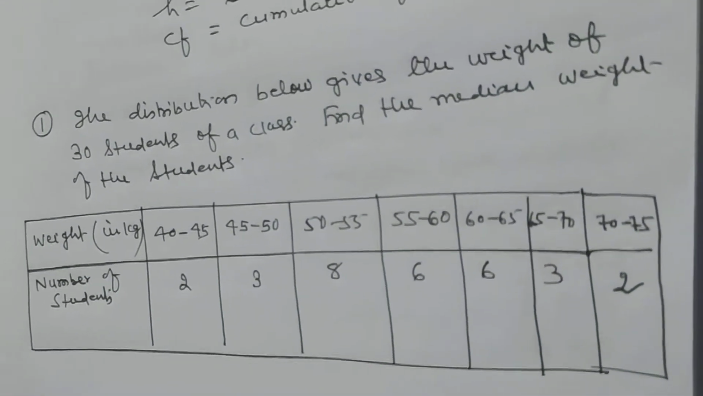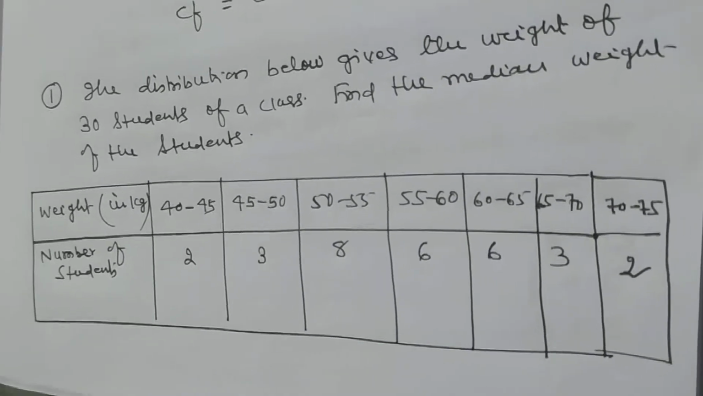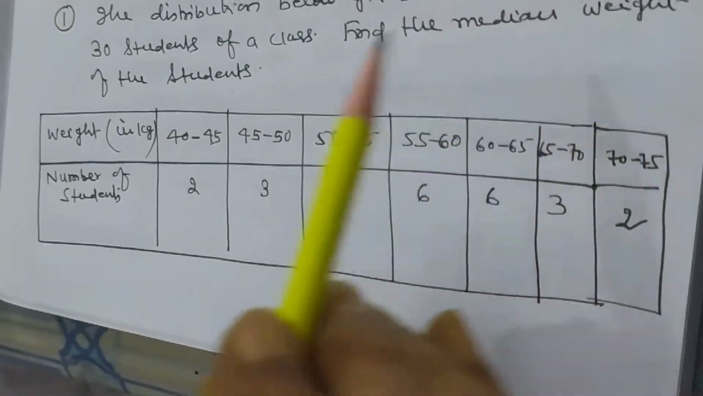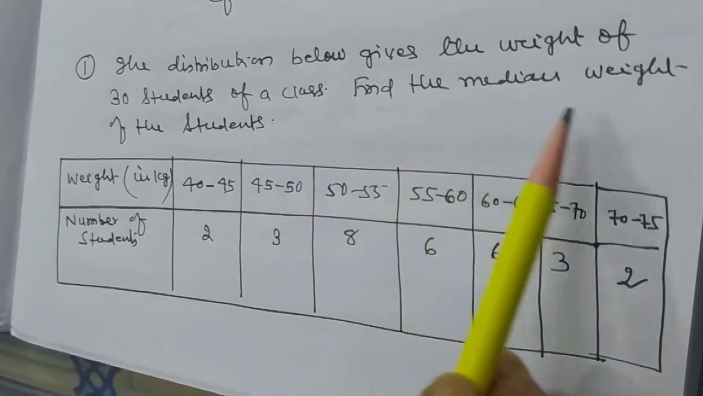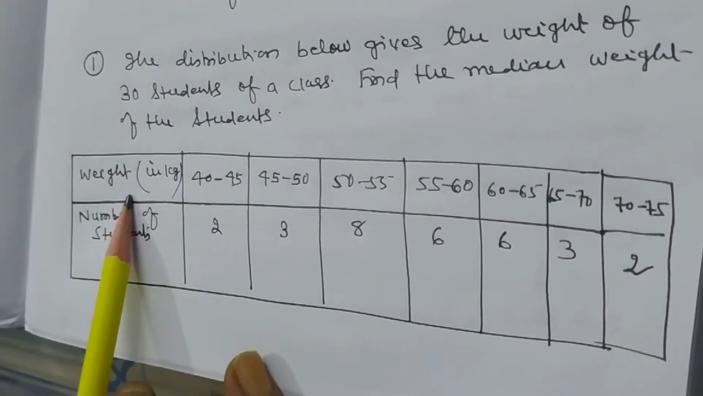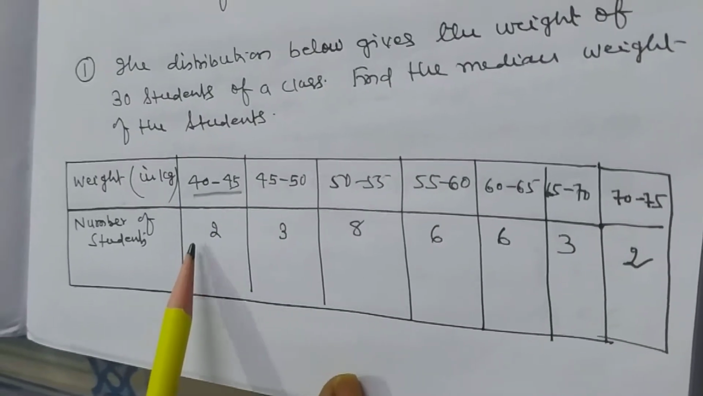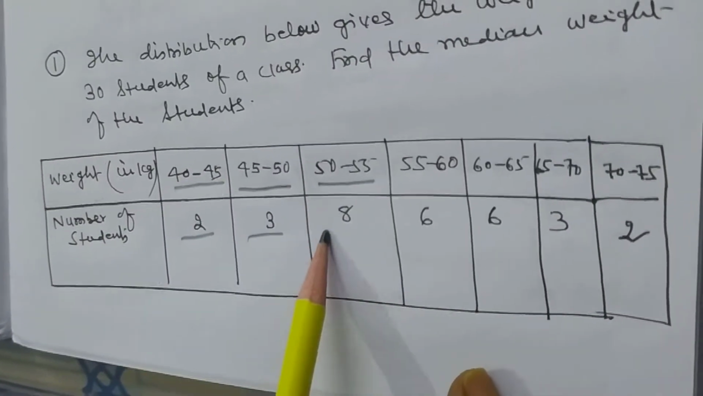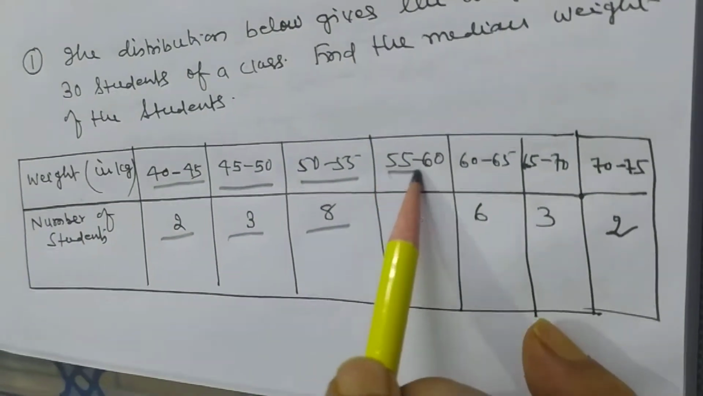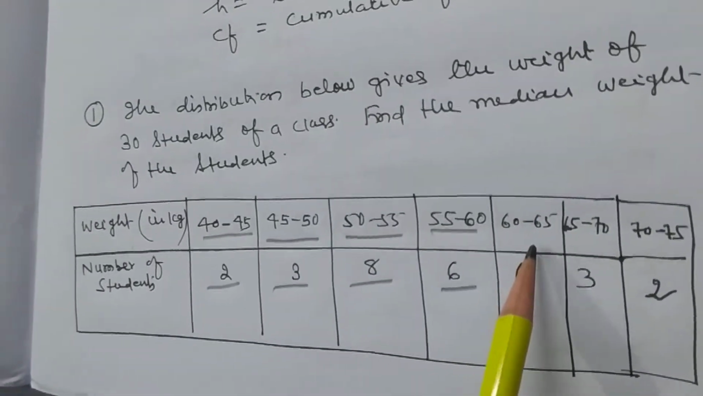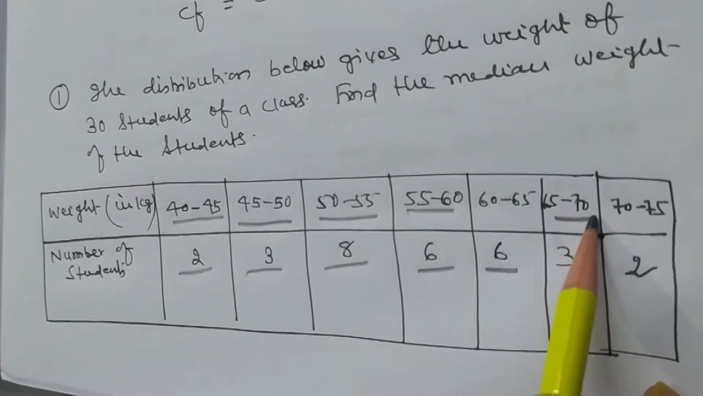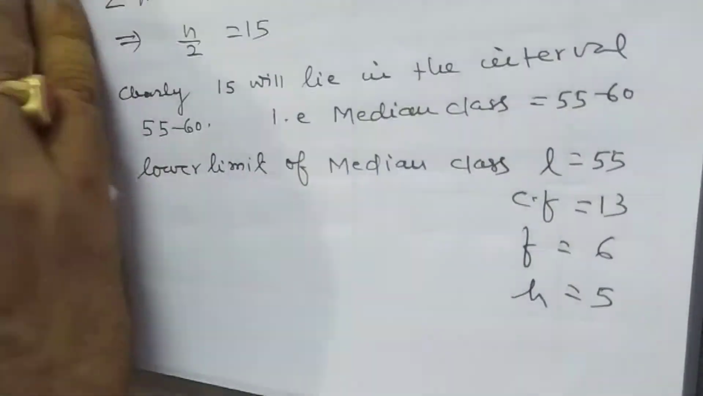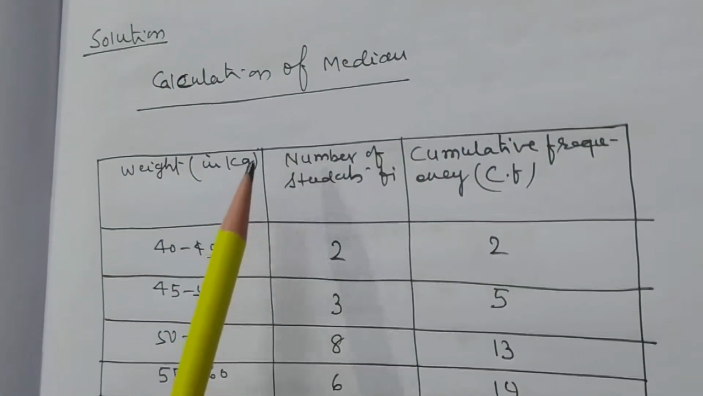following distribution table. The distribution below gives the weight of 30 students of a class. Find the median weight of the student. Weight in kg 40 to 45, number of students 2. 45 to 50, number of students 3. 50 to 55, number of students 8. 55 to 60, number of students 6. 60 to 65, number of students 6. 65 to 70, number of students 3. And 70 to 75, number of students 2. So how will you calculate median?